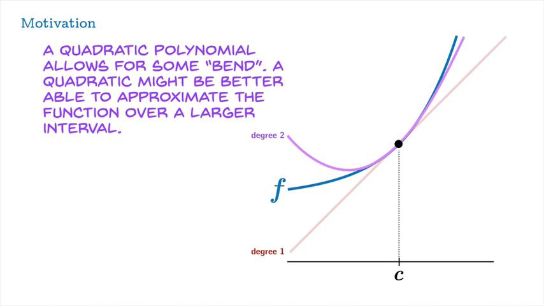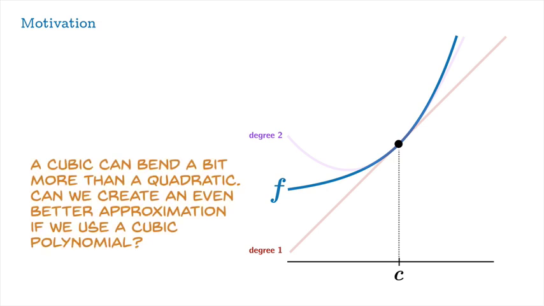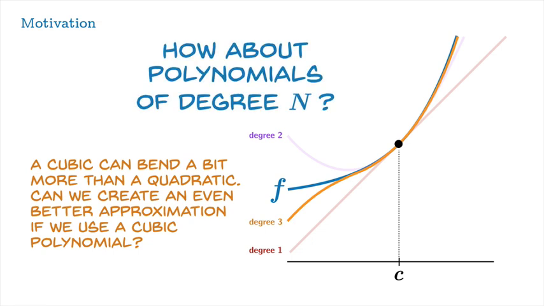And then obviously you could ask yourself, can I kick the degree up? Is there a sort of degree 3? A cubic can bend a bit more than a quadratic. Can we create an even better approximation if we use a cubic polynomial? You can imagine that it fits better over a wider interval. And how about polynomials of degree n? What happens if you just let the degree get higher?